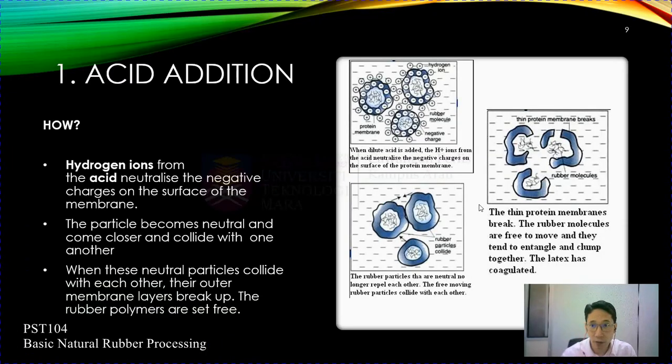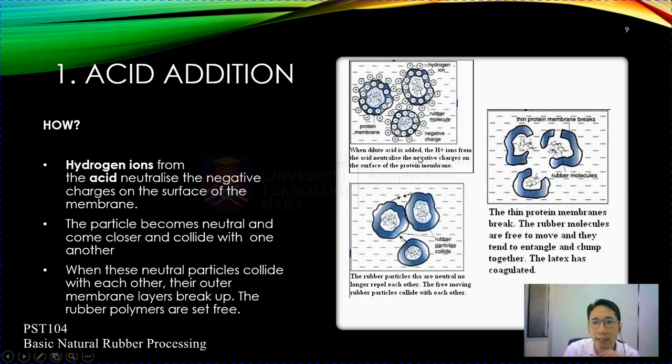For acid addition, how it functions is that the hydrogen ion from the acid neutralizes the negative charge on the surface of the membrane. As we know, the negative charge makes the rubber membranes stabilized as they repel each other. Then the particles become neutral and come closer and collide with one another. When these neutral particles collide, the outer membrane layer breaks up and the rubber polymers are set free. So this is the illustration of how acid addition imparts on the coagulation.